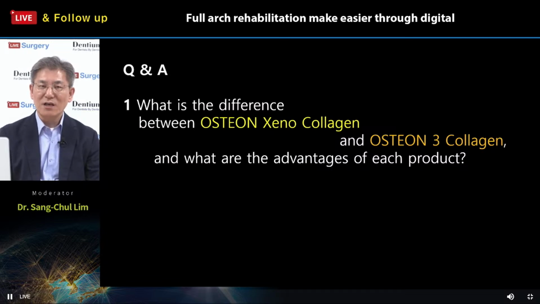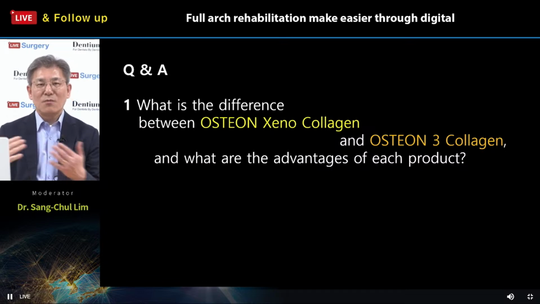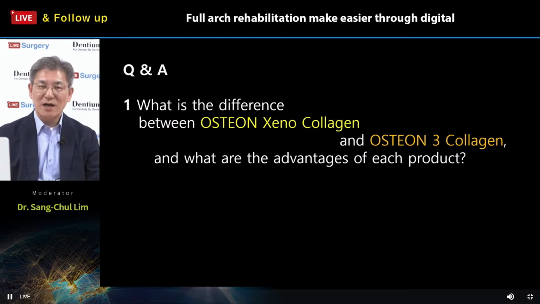Why? Osteon 3, as I have introduced many times, is an alloplastic graft material. Alloplastic graft materials have a lower bone formative function than autogenous and xenograft. However, the volume maintaining function is higher than any other product. So if you want to maintain or augment volume, you have to choose Osteon 3 collagen, right?